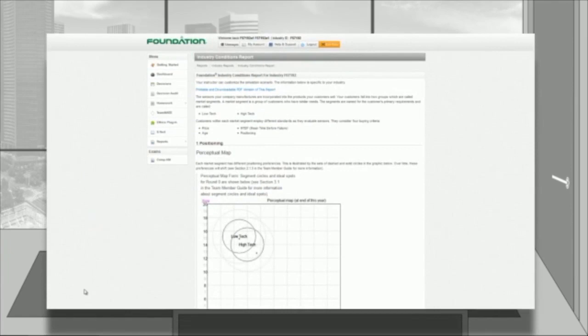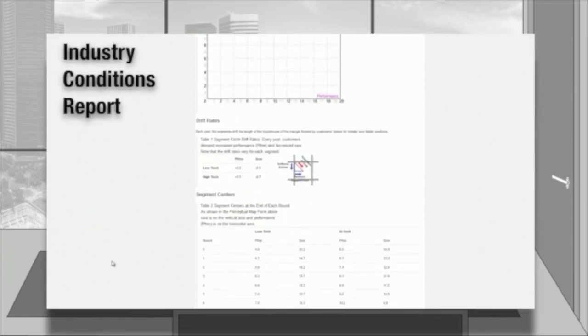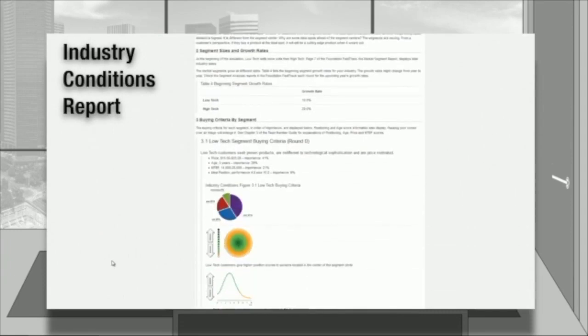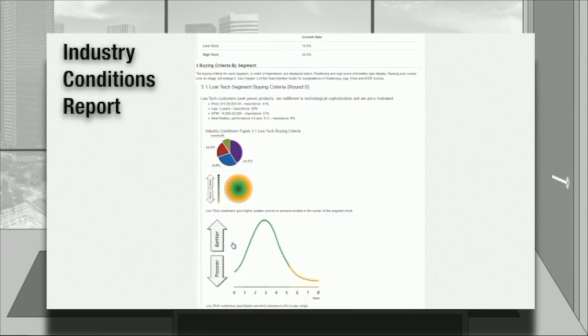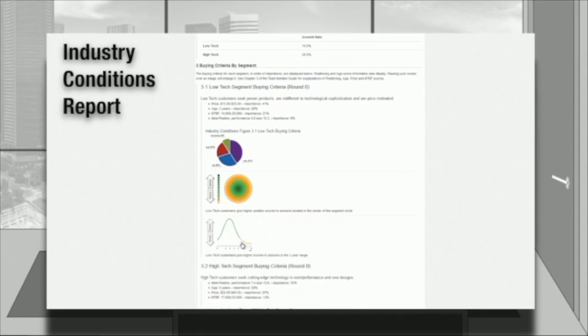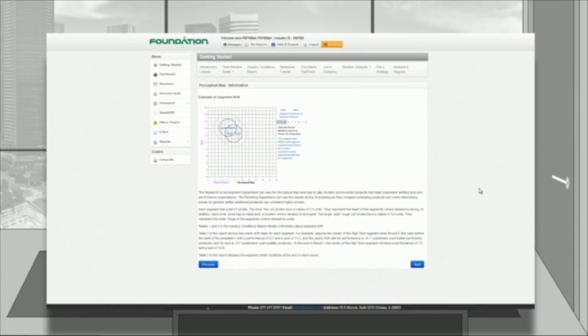It shows the Industry Conditions Report scrolling through the pages. Start with the Industry Conditions Report, which gives you the parameters for your specific industry. Using this report and an industry newsletter called the Foundation Fast Track, you have all the information you'll need to begin your analysis.